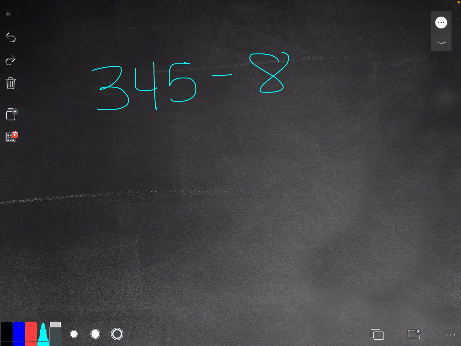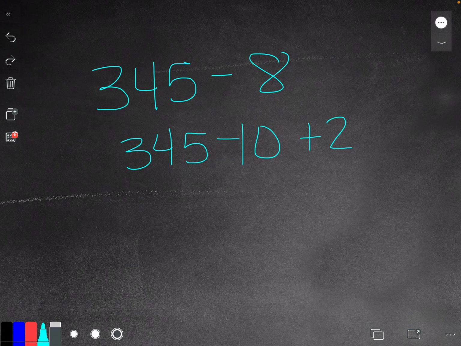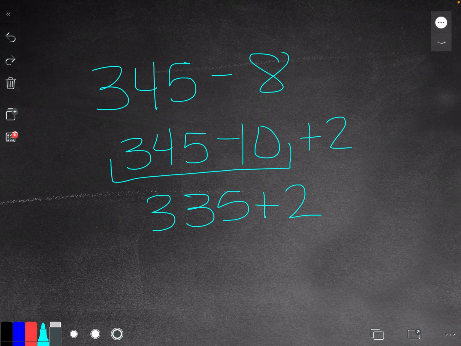So if we're looking at something like 345 minus 8, that's something that we can do really quickly by subtracting 10 instead. Sometimes you'll see Singapore write it like this, just so that we can remember that we're taking 2 more than we should. This portion we can go ahead and solve by saying that it is 335, and adding back those 2 is 337.